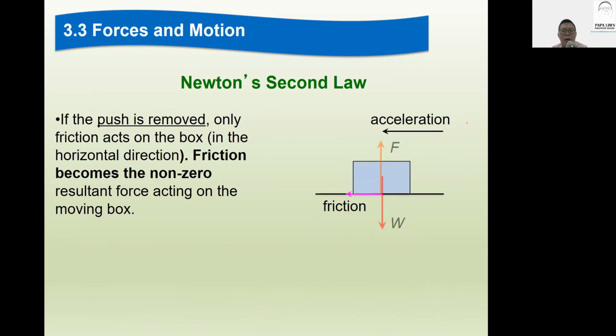Now, what happens when I remove the applied force, so now I only have friction? It will be the same thing, F net equal ma. Same as before, it is still F drive minus friction equal ma. So now my driving force is 0. So negative friction equal ma.